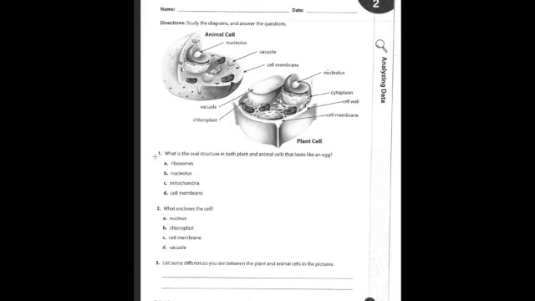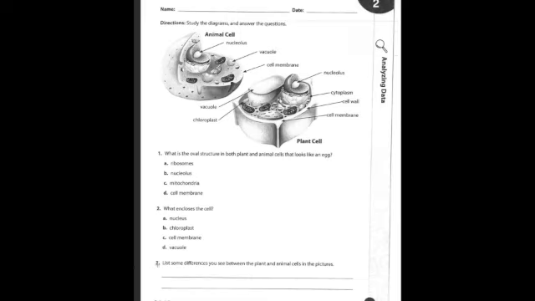Okay, so number 1, what is the oval structure in both plant and animal cells that looks like an egg? A, ribosomes, B, nucleolus, C, mitochondria, or D, cell membrane? Number 2, what encloses the cell? A, nucleus, B, chloroplast, C, cell membrane, D, vacuole.